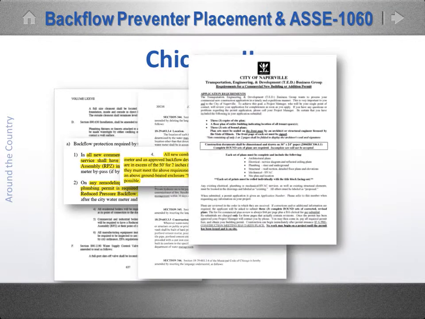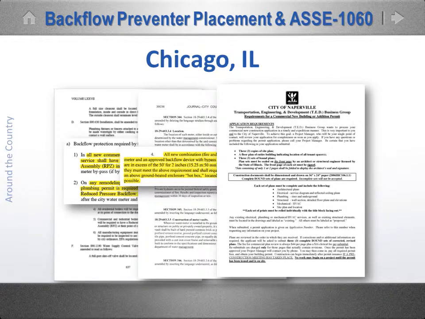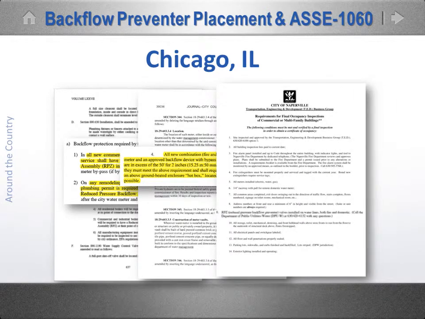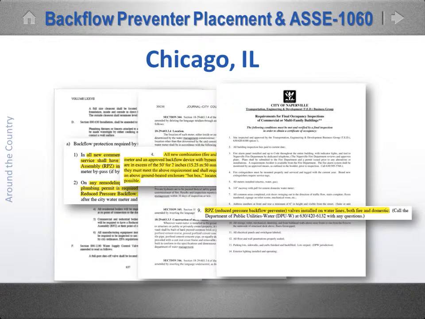Finally, a few months later, not to be outdone by Elgin, Naperville raised them one by amending their guidelines to require RPZs on all commercial and multi-residential new construction for all services: fire, irrigation, and domestic. So not only is there now no longer a hazard threshold in Naperville, there are no more double checks.